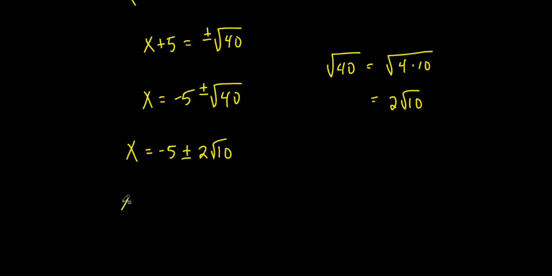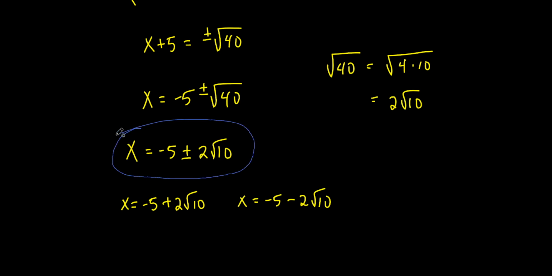Some people might write x equals negative 5 plus 2 square root of 10. And what else? x equals negative 5 minus 2 square root of 10. And you could do that if you wanted to. All right? Isn't it a lot easier and more compact writing it like that? Yeah. So that's the way you'll probably see the answer written in the book. That's the way I would write it if it was me.